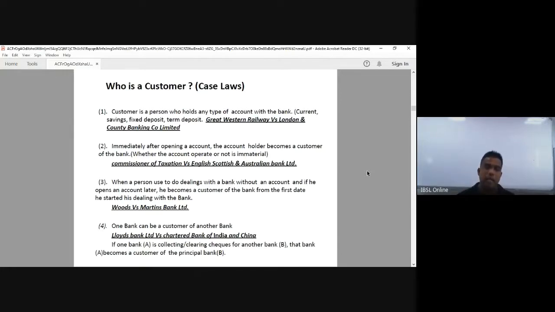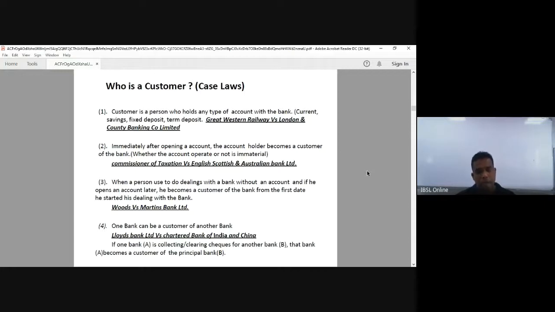That is Great Western Railway, Commissioner of Taxation versus Scottish Bank, and Wood versus Martins. You can't get any point at the examination for the question of who is a customer unless you write these three cases, these three judgments, right? So remember that, it's very important. And the next point is number 4.